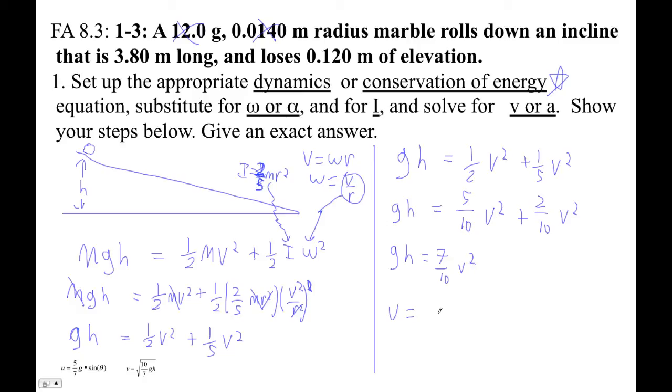v is therefore 10/7 gh, and v must be the square root. And that's our answer right there.